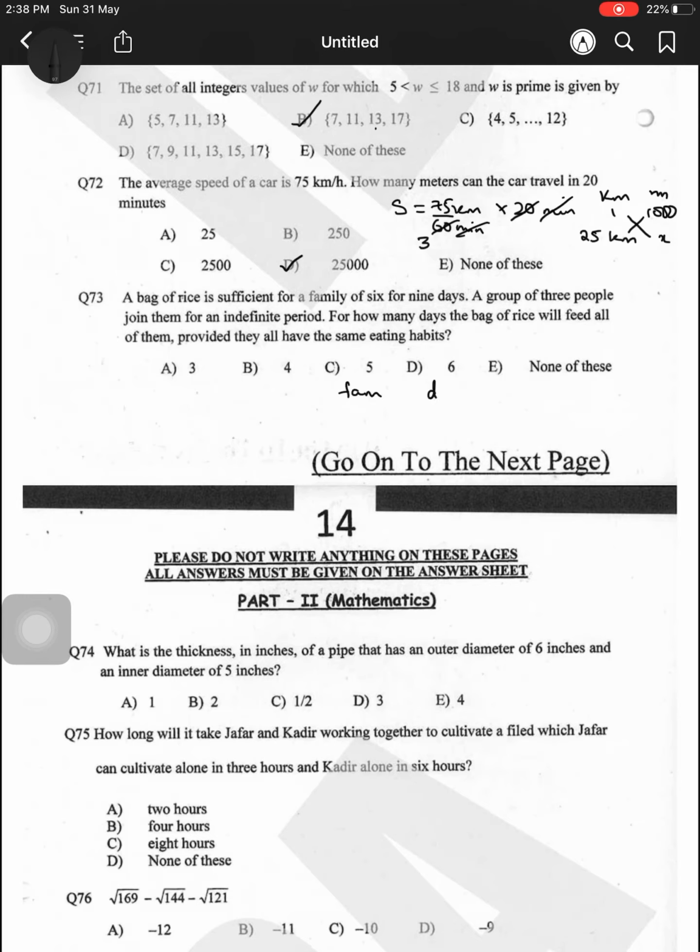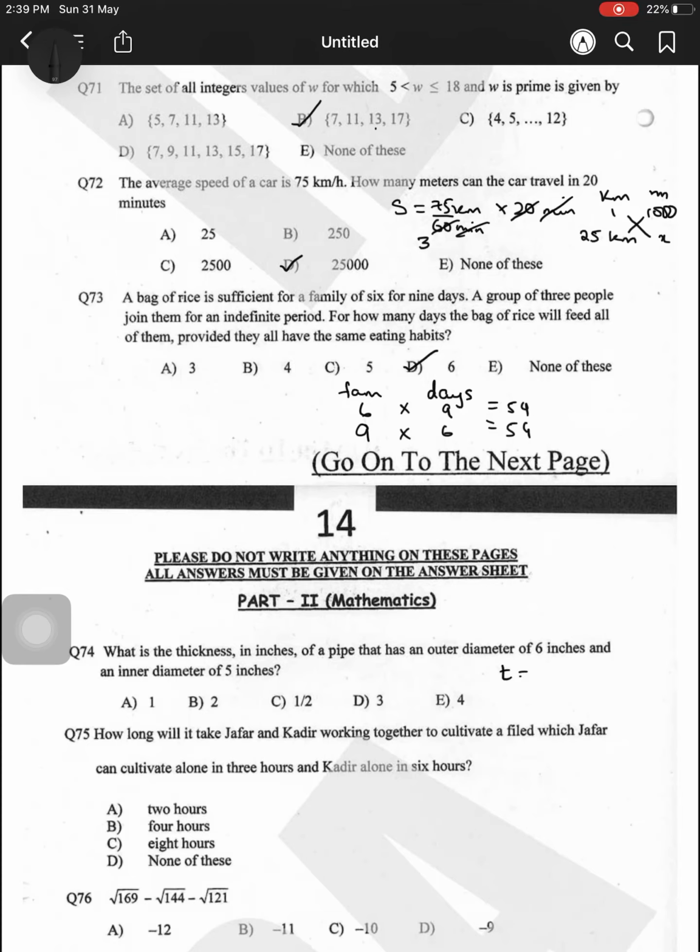This next question, he says that there are family and days. There is a family of 6 and 9 days, and what if a group of 3 people are added? So the family members are now 9. How many days will the bag of rice feed all of them, provided that all have the same eating habits? The family of 6 multiplied by days is 54. So this is obvious, this is going to be 6 to make it equal. So D is the answer.